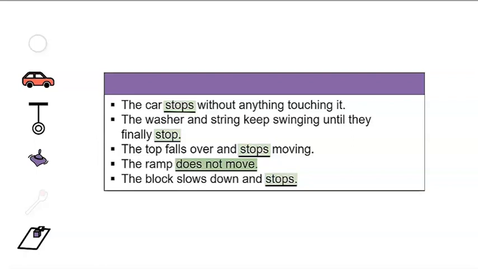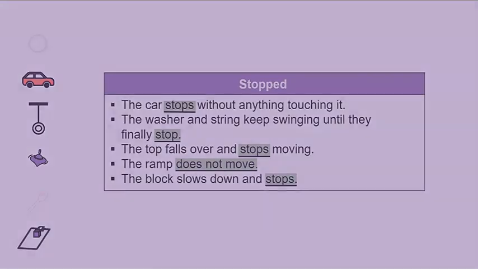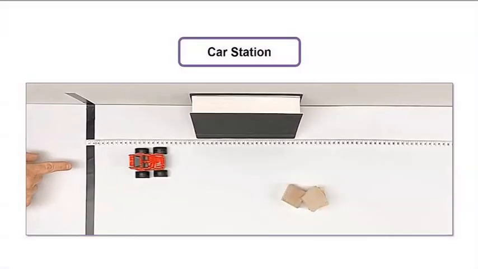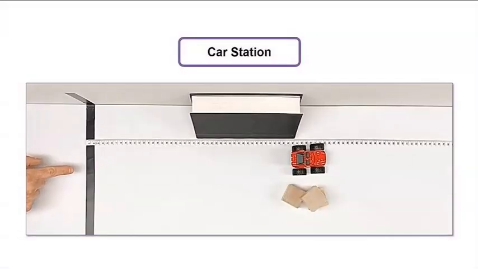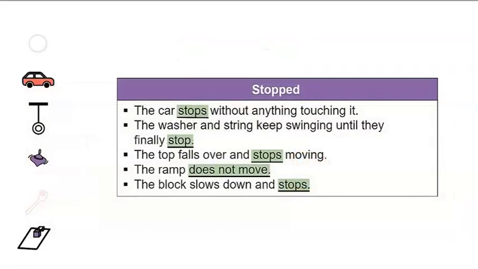Hey, does not move and stop both describe objects that are not in motion or stopped. The words describe an object at rest. An object is at rest when it is not in motion. We saw the toy car roll, then slow down, and then finally come to rest. So we can change this heading from stopped to rest.